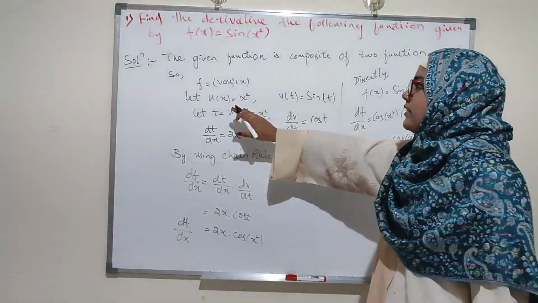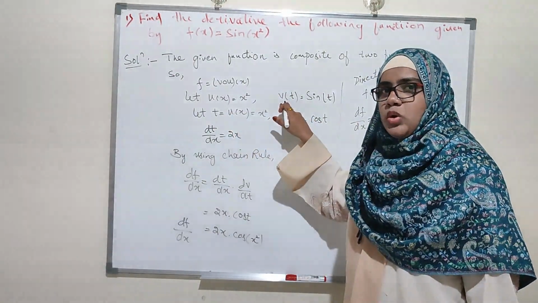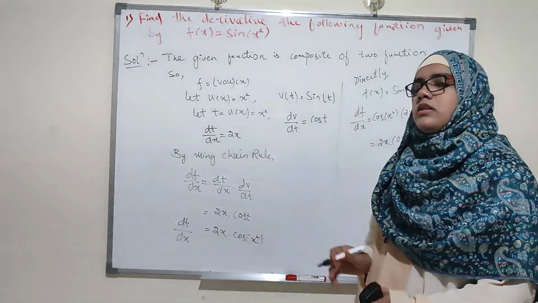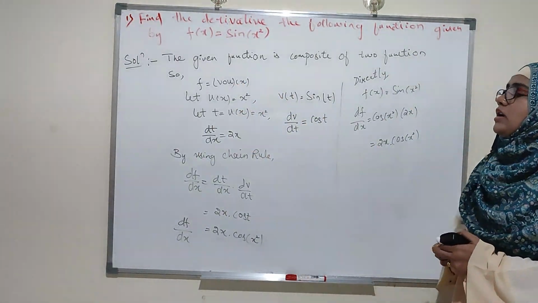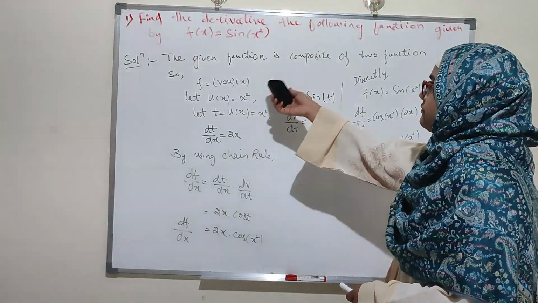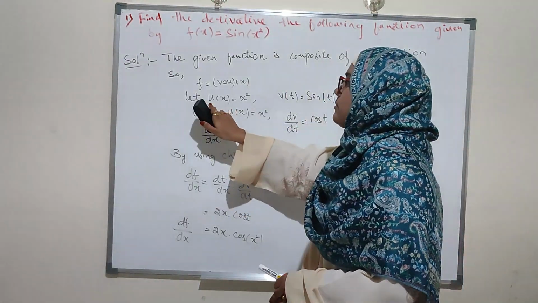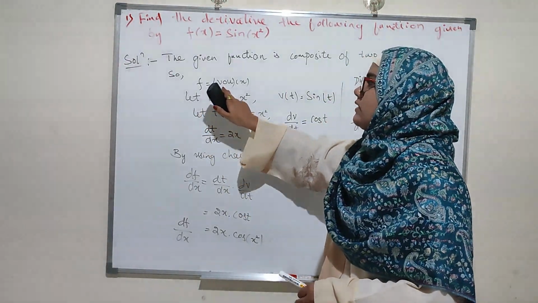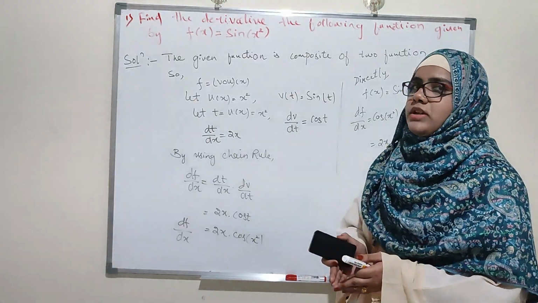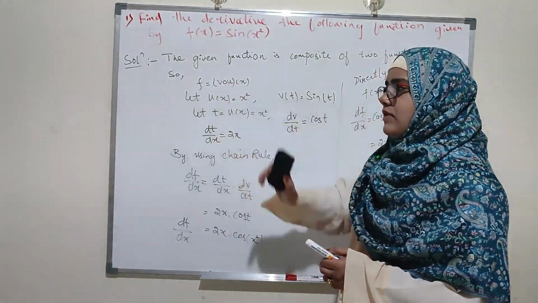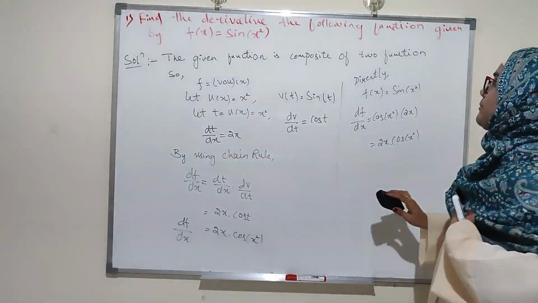By using chain rule, we have to take u and v, two functions. Okay, so this is the first example. Now take another example. It is very simple, but we just have to take the given function in terms of two functions, a composite of two functions u and v. Now take another example.